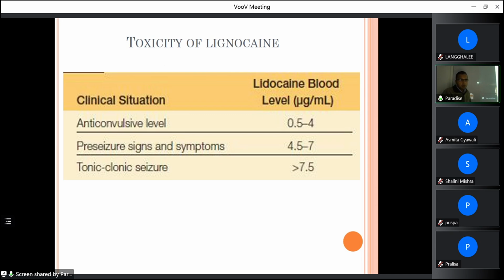Now, toxicity of lignocaine. If the lignocaine enters into the blood, then it may have anticonvulsive effect, or it may show signs of pre-seizure, or there may be tonic-clonic seizure. So it depends on the concentration of local anesthesia or lignocaine in blood. If the concentration is between 0.5 to 4 microgram per ml, it will have anticonvulsive effect. If the concentration rises to 4.5 to 7 microgram per ml, then there will be signs of pre-seizure. And if it is more than 7.5, there will be tonic-clonic seizure.